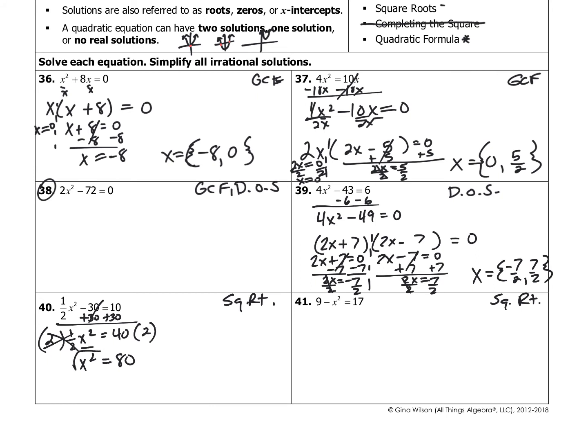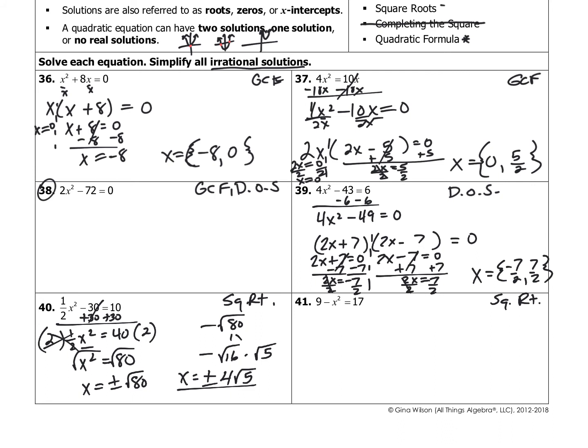And then I can take the square root of both sides. So x equals plus or minus the square root of 80. And I happen to know that the square root of 80 is an irrational solution, but it can be simplified, okay? So we need the largest perfect square factor that goes into 80, and that happens to be 16. 16 times 5 equals 80. So this and this are equivalent. Now I can take the square root of 16, and that's 4. So I'm left with 4 times the square root of 5. So x equals plus or minus 4 times the square root of 5.